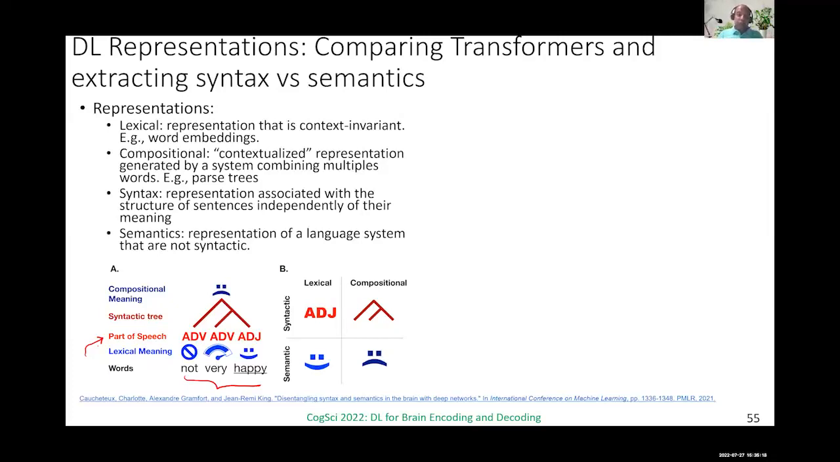You could also think of them from a compositional perspective. You can build a syntactic tree over it, and very happy would be an adverbial phrase in some ways, and not very happy, some sort of a phrase, right? Or you could also come up with a compositional meaning, some semantics extracted from it, which basically says, oh, not very happy means negative sentiment.